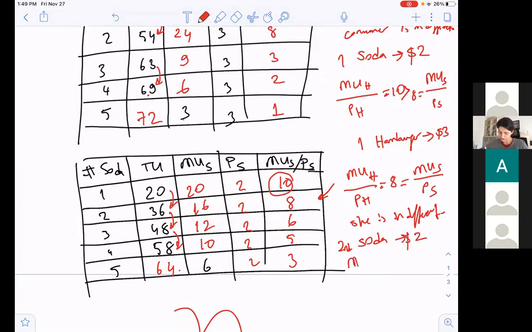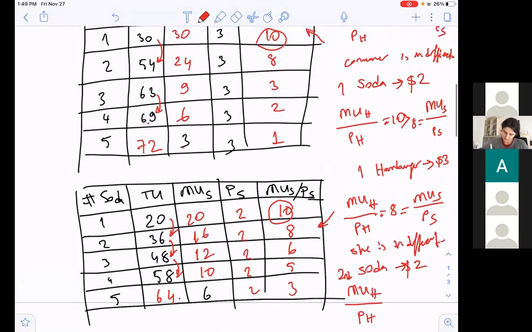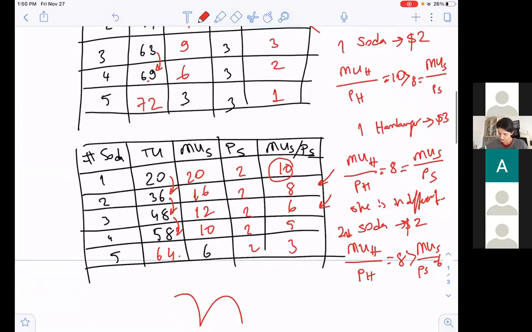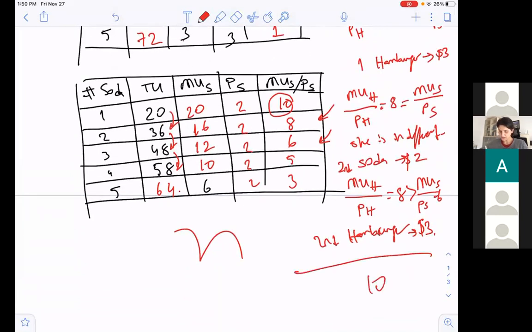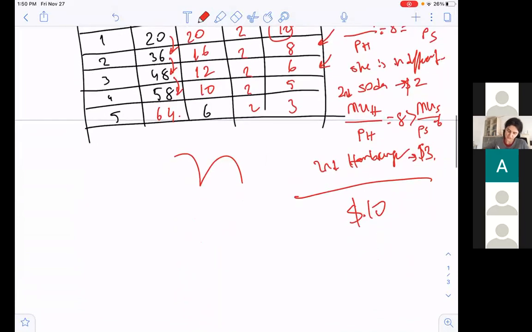Now we compare marginal utility of hamburger divided by price of hamburger with the third soda. Marginal utility of soda divided by the price of soda is 6. Then she's going to consume hamburger again. This is the second hamburger, and the cost of it is $3. In total, she spent $10. Then she's going to consume 2 hamburgers and 2 soda.